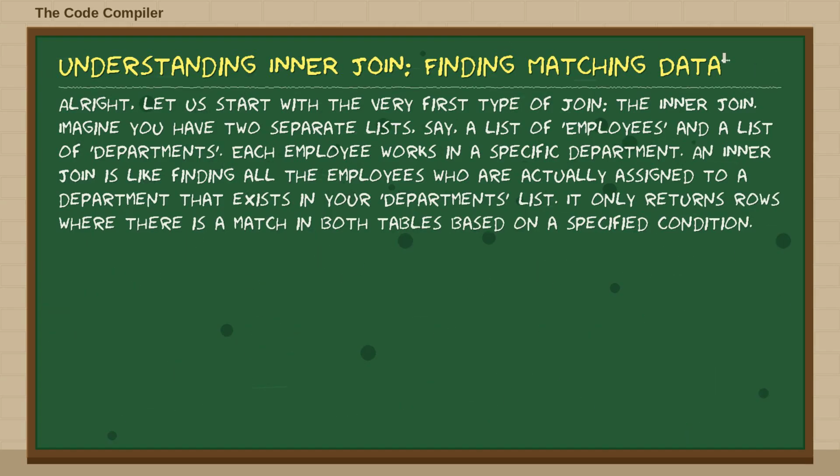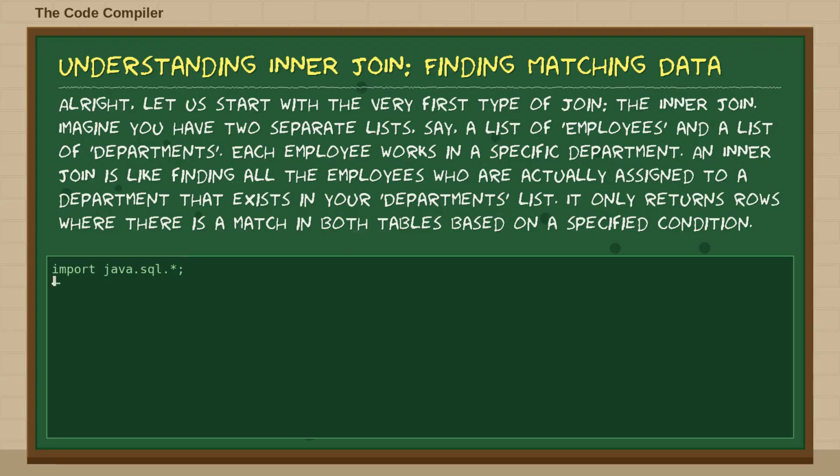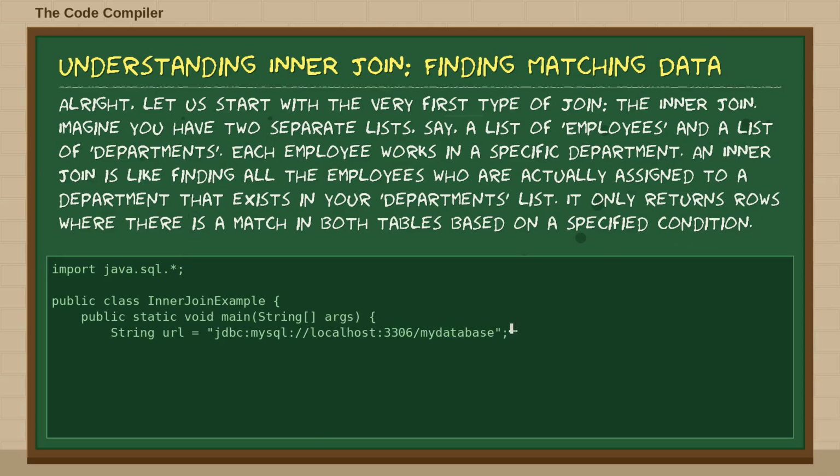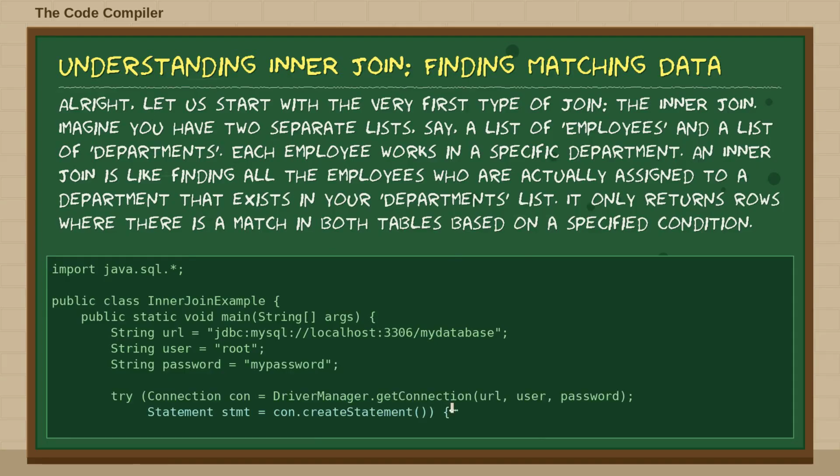If an employee does not have a matching department, or a department has no employees, they will not appear in the result. It is perfect for getting precisely the common data. In Java, after setting up your database connection, you would create a statement object, then execute a query like select employees.name, departments.department_name from employees inner join departments on employees.department_id is equal to departments.id. The result set will then contain only the matching records.